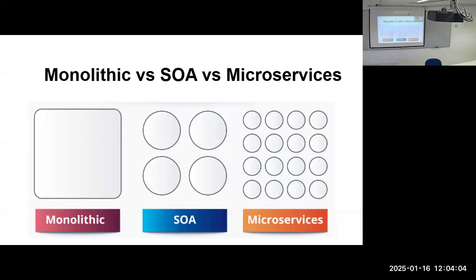Here we already talked about monolithic. SOA stands for service-oriented architecture. That means you divide your program into services and you put them onto different computers, and the computers communicate between each other. Microservices simply means that you have smaller services and more computers.